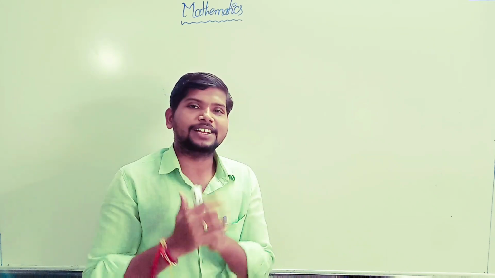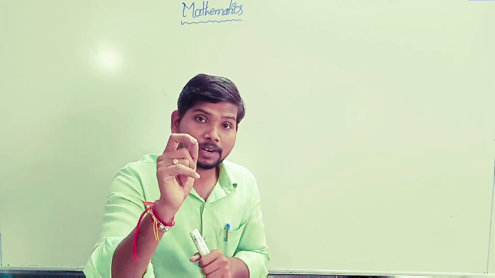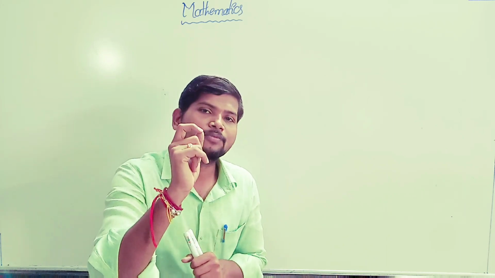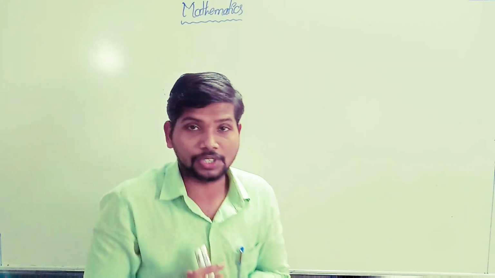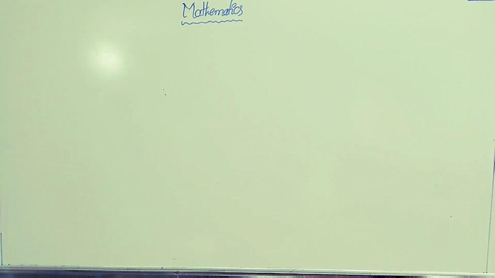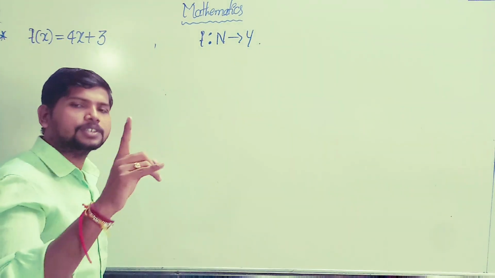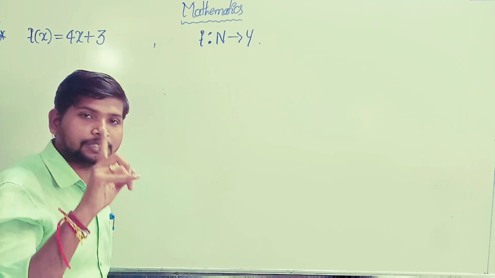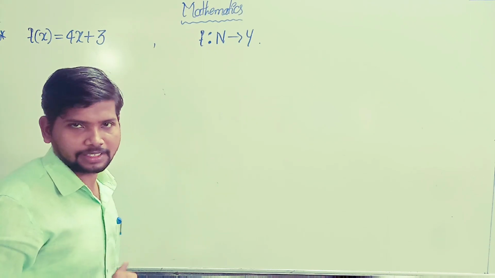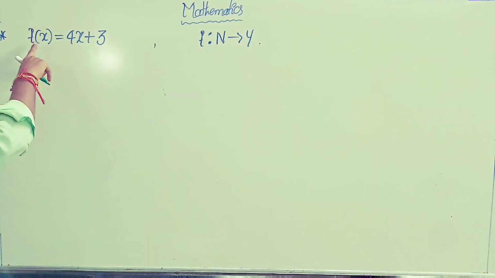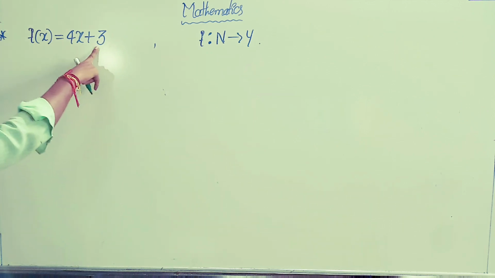Okay, today I'd like to start 5 marks important questions for the second year annual examination. So be ready. Now focus on the board. I'd like to discuss the first 5 marks question in the annual examination, which is number 39. In that, the first question is f of x equal to 4x plus 3.